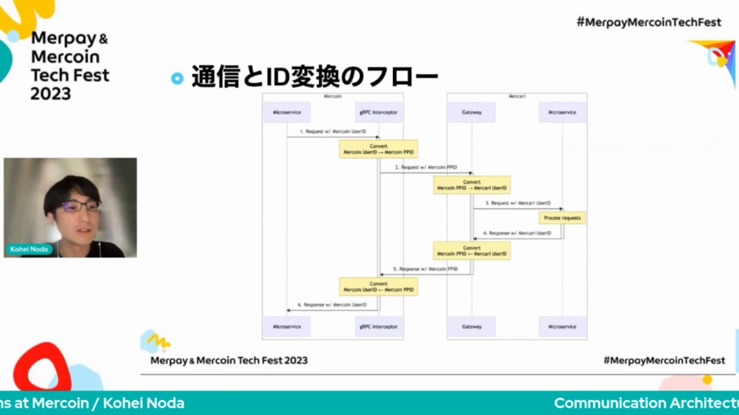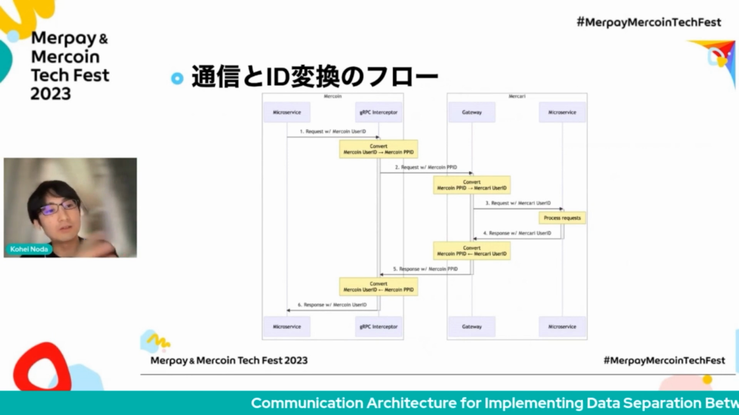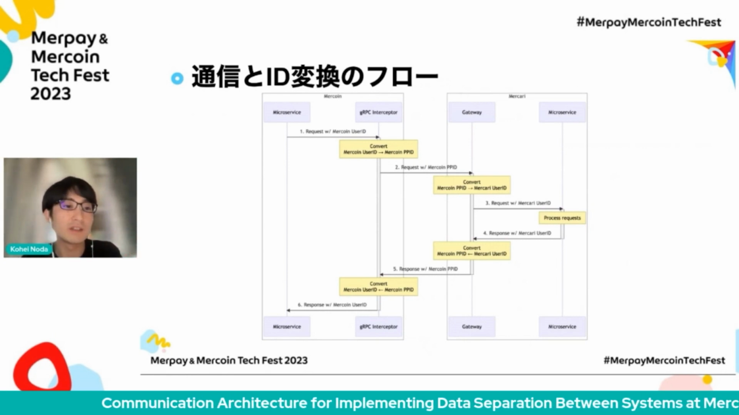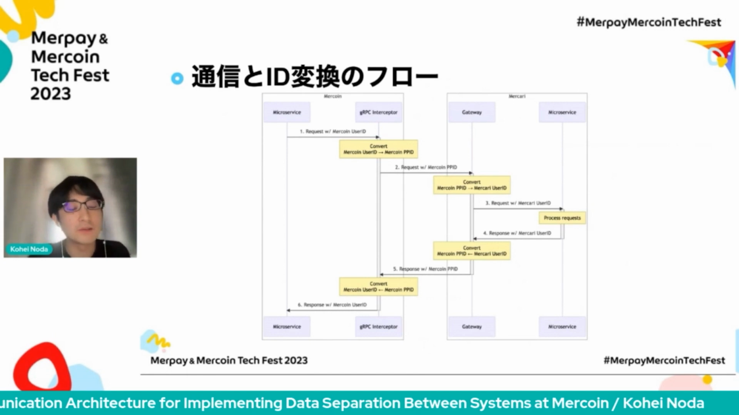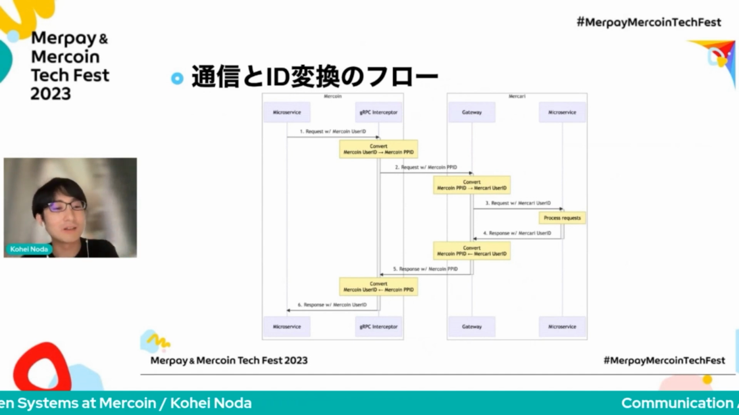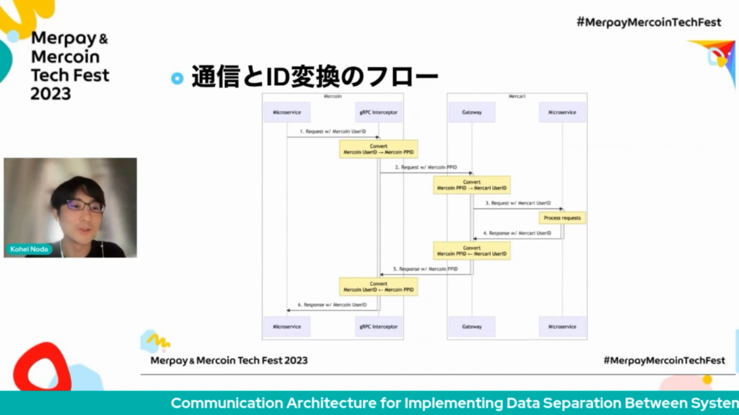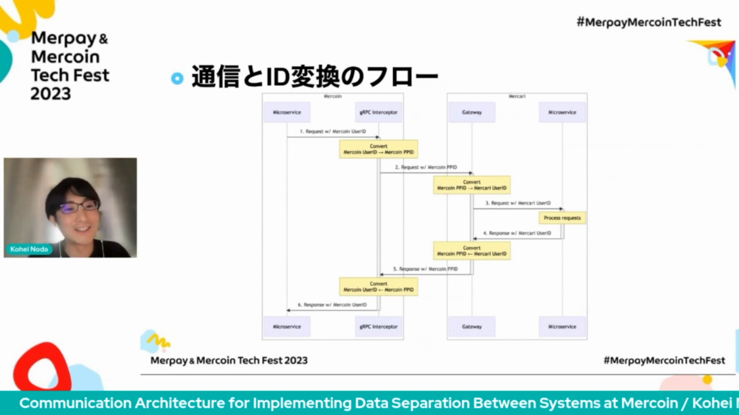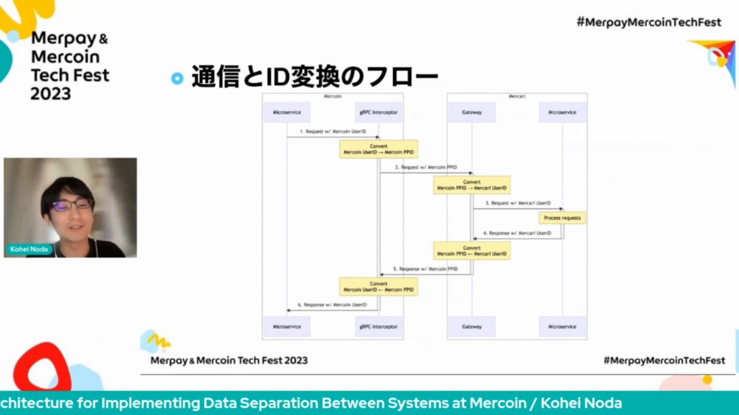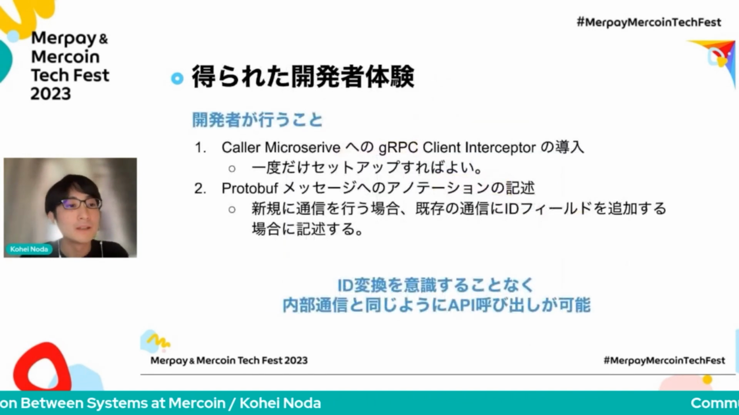This is the ID conversion and communication flow. First, a message is sent from the caller's microservice to a gRPC interceptor. ID conversion is performed, and the message is sent to the callee's gateway, and the callee's microservice processes the message using only the internal user ID, generates a response, and returns it to the gateway. And the gateway and the gRPC client interceptor conversion performed.